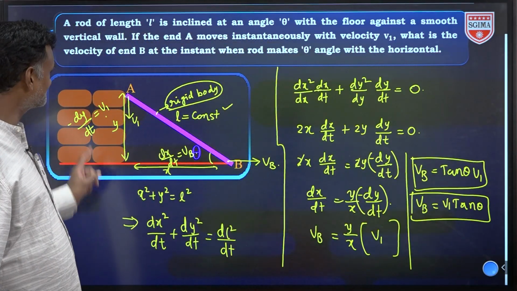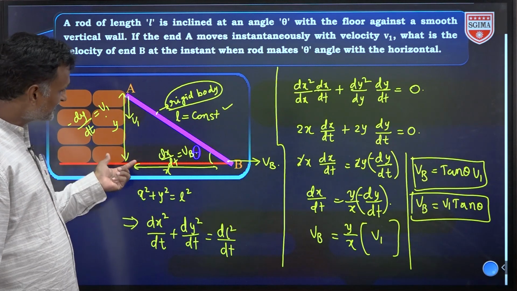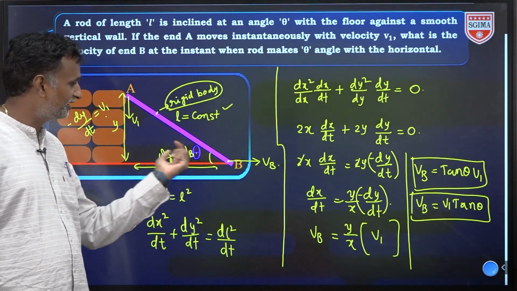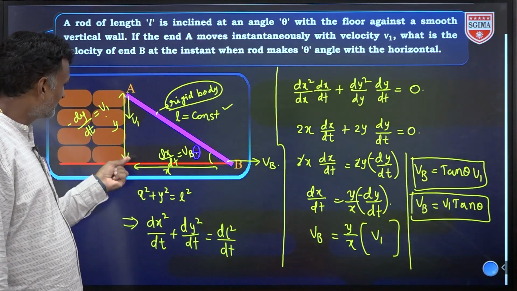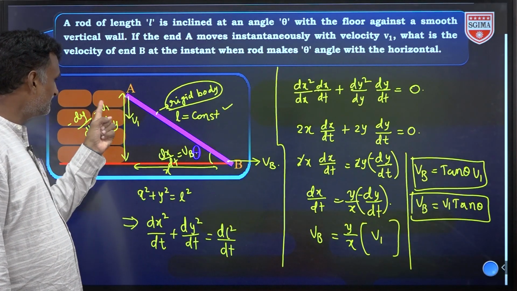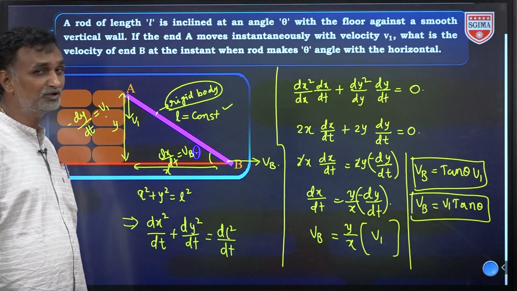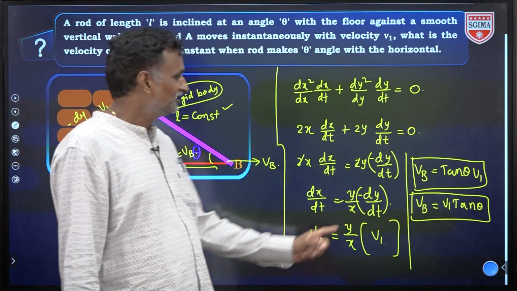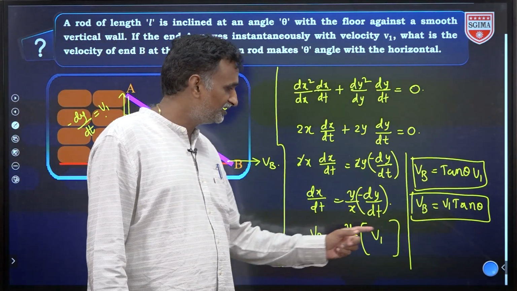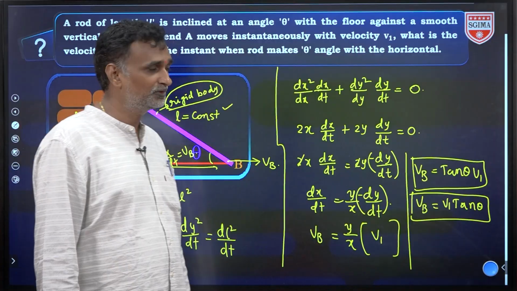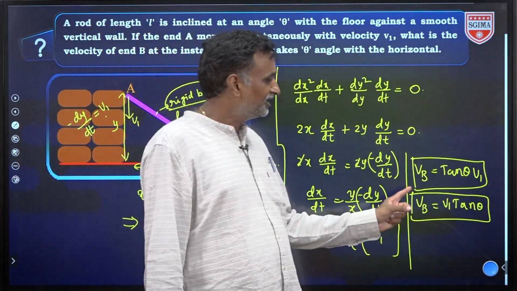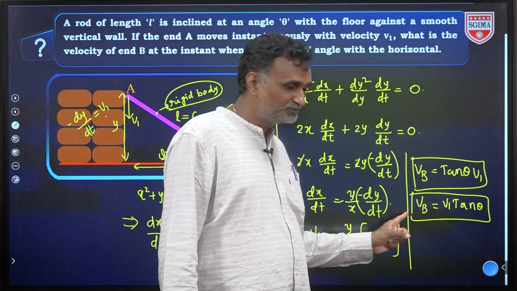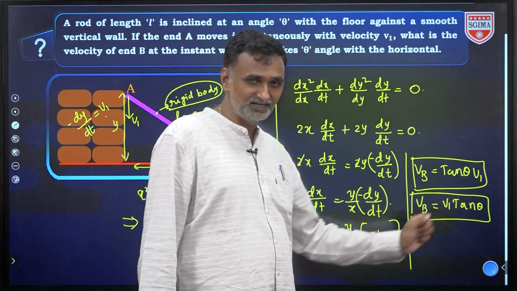I have given the explanation: as x is increasing, we have taken dx by dt as Vb, plus only, and as y is decreasing, minus dy by dt should be taken as V1, not plus. So here minus dy by dt can be taken as V1. Okay, so this is the explanation, and this is the velocity relation between end A and end B.